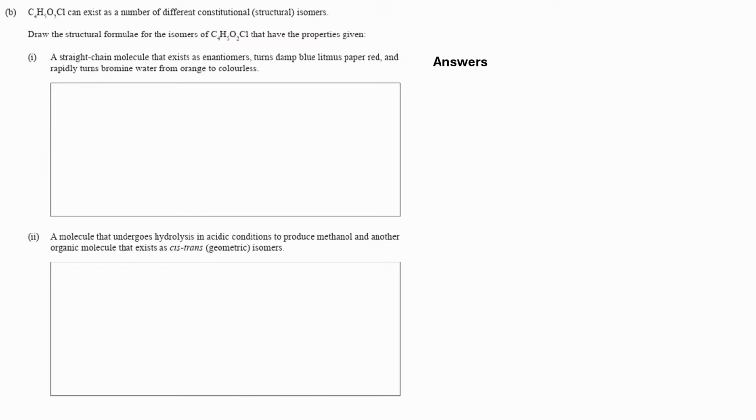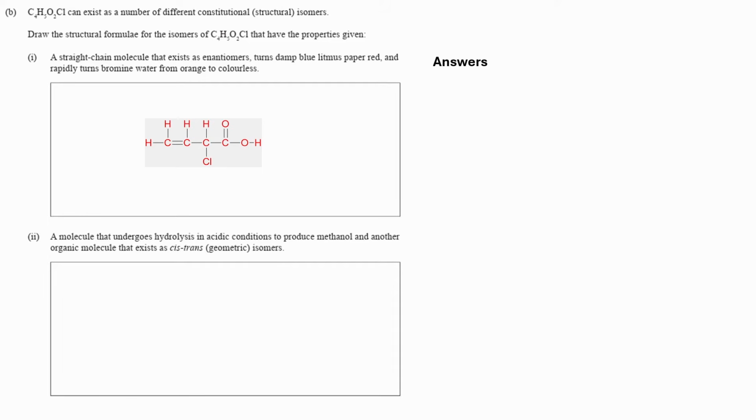It turns damp litmus paper red, so a carboxylic acid, okay, right, or an acid chloride, so it's going to be either, and it rapidly turns bromine water from orange to colorless. If it rapidly turns bromine water from orange to colorless, it's got to have a double bond or a triple bond. Usually when we're doing these questions, it's a double bond. So here is my first example of the molecule.